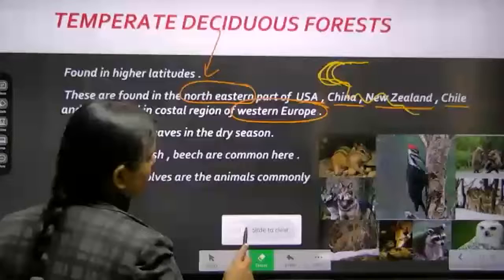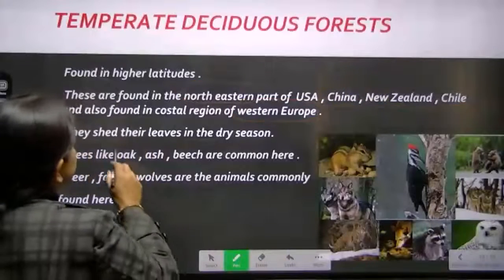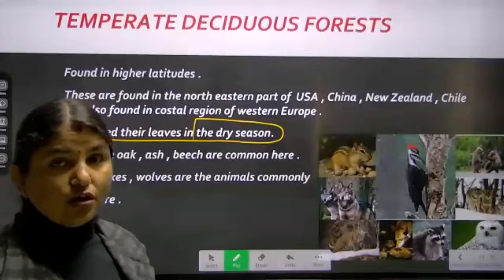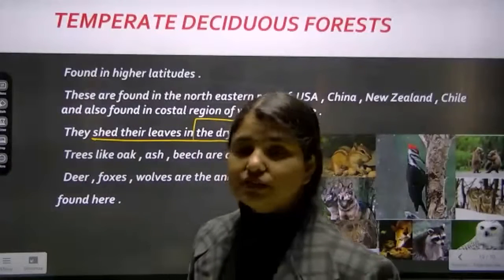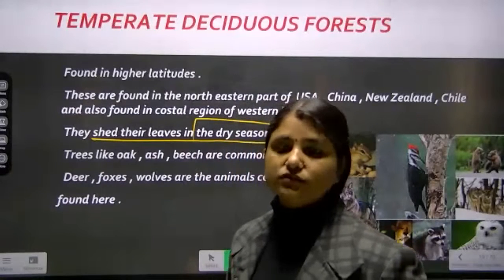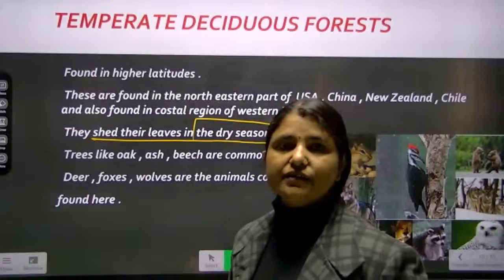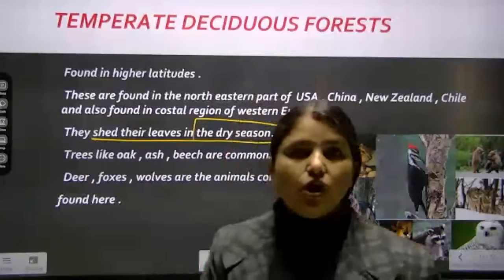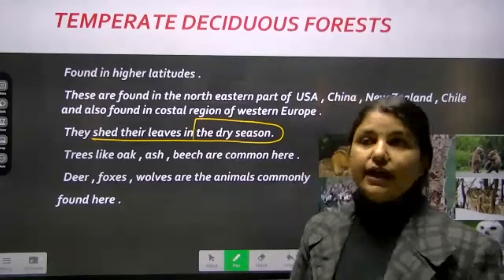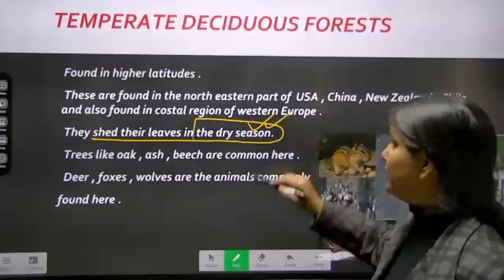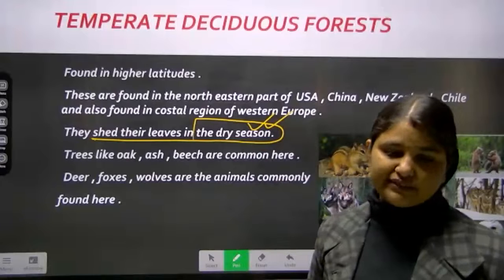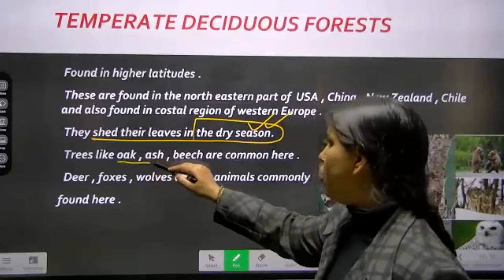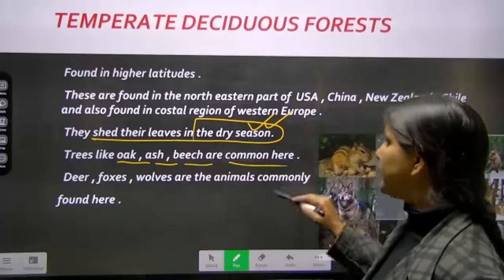Next we will see they shed their leaves in the dry season. As I already told you, what are deciduous forests? Deciduous forests are those forests which shed their leaves all together in a year, and that is in the dry season. And the trees which we find over here are oak, ash, beech. These are the common trees.